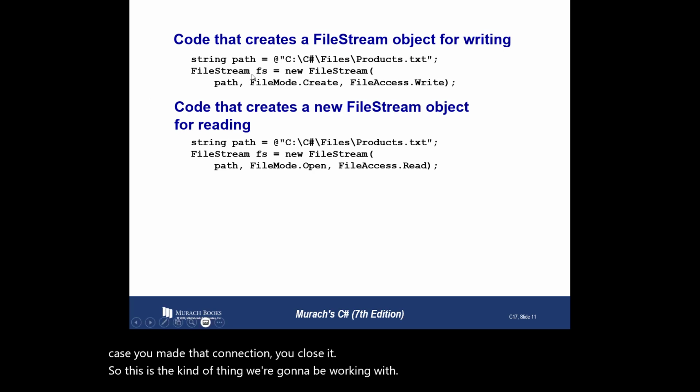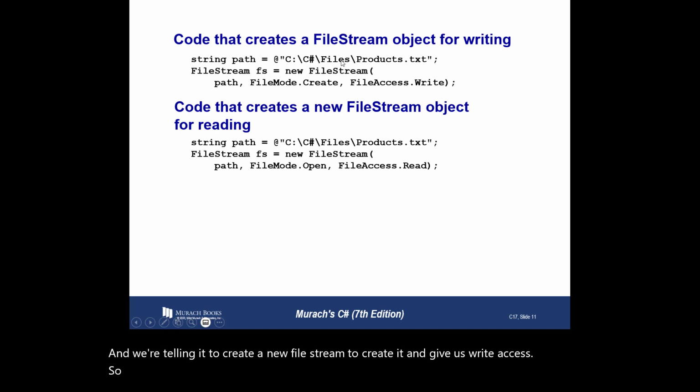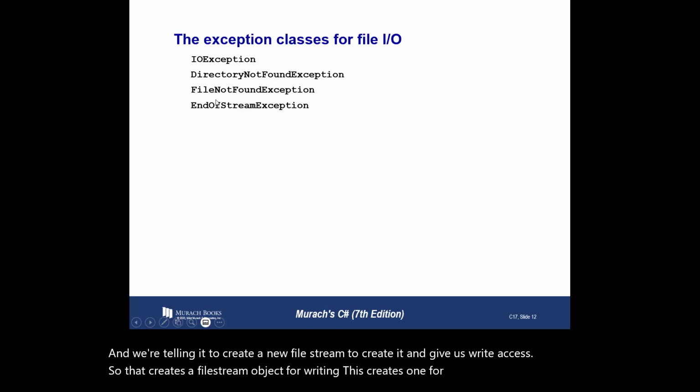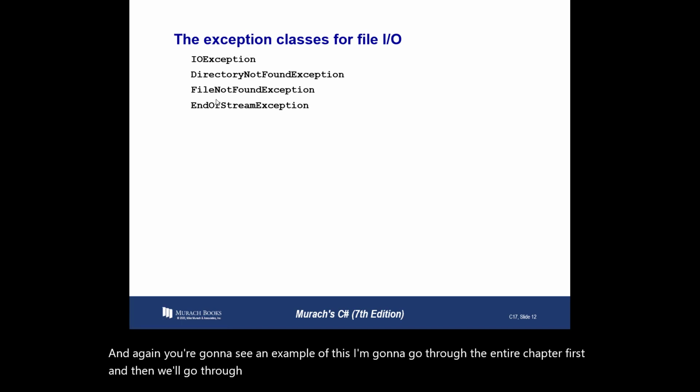So what we're saying here is the file we're going to use should live right there. Okay? And we're telling it to create a new file stream, to create it, and give us write access. So that creates a file stream object for writing. This creates one for reading. And again, you're going to see an example of this. I'm going to go through the entire chapter first, and then we'll go through and write a couple examples.